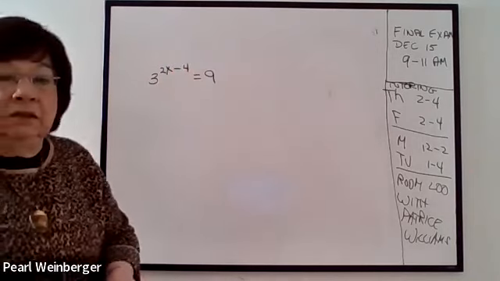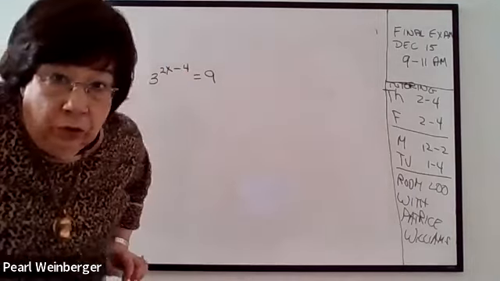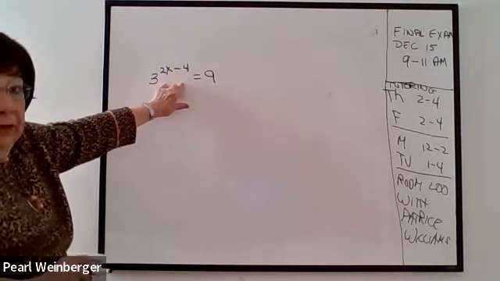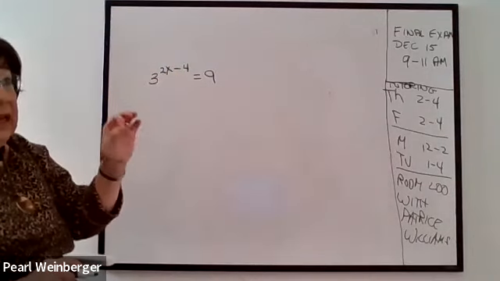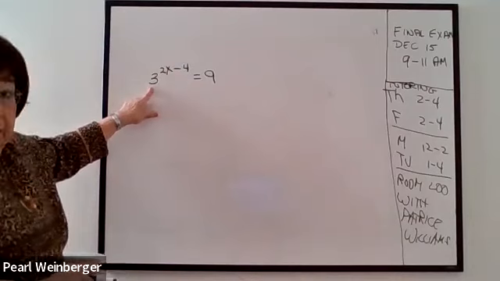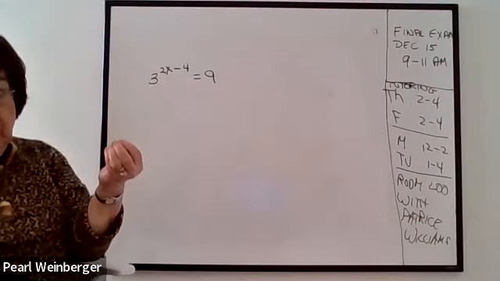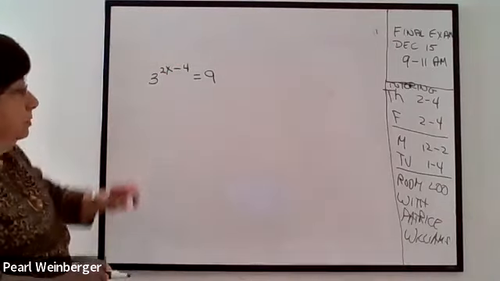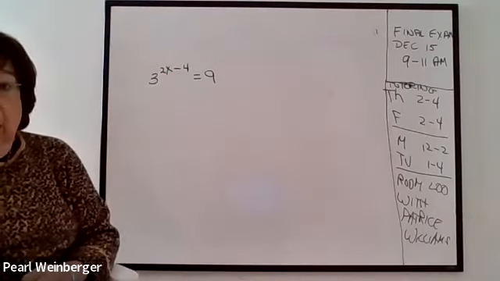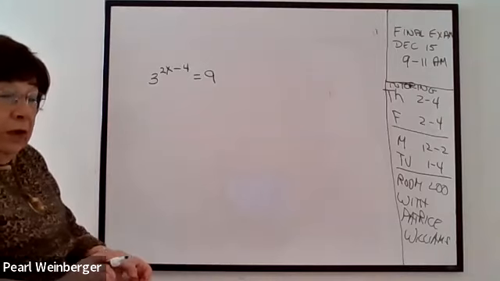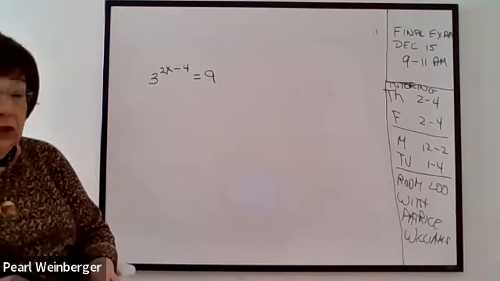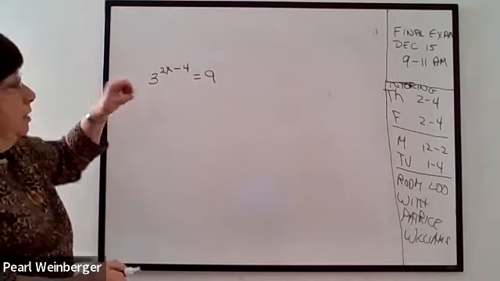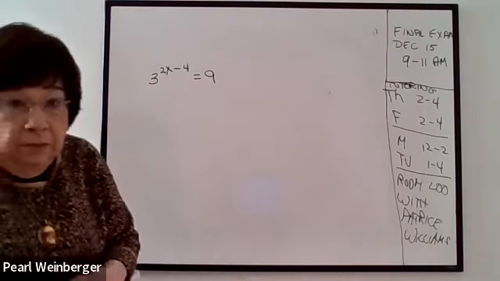Okay, this is something called an exponential equation. Notice where the variable is. The variable is in the exponent. We know what the base is. The base is 3. That's the number that has the exponent. And the exponent is the 2x minus 4. And one of the ways we try to solve an exponential equation is by getting both sides of the equation written in terms of the same base.